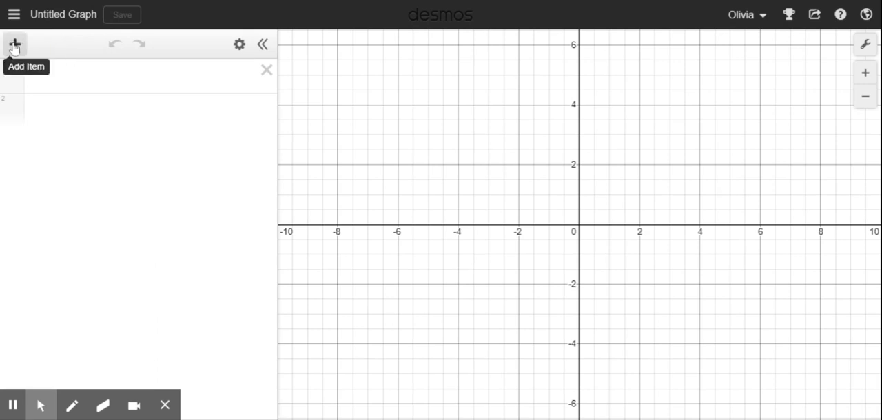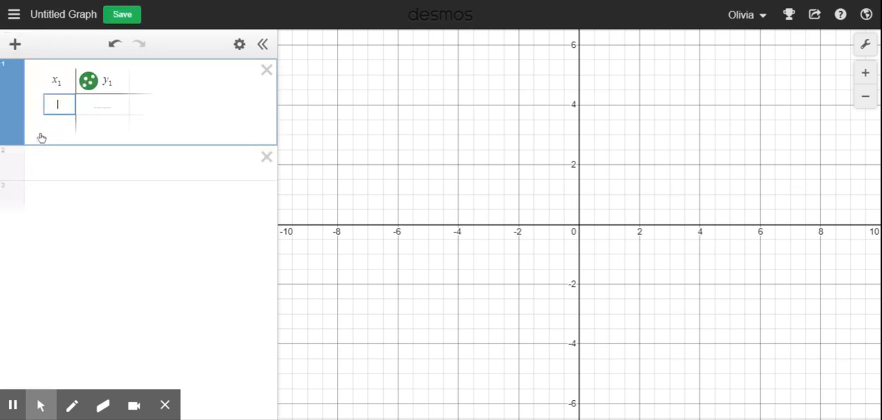If you're in Desmos, one easy way to graph values on the coordinate plane is to click this plus sign up in the upper left-hand corner and go to table. For this one, we're just going to put in x's and y's. Remember, the x values come first in an ordered pair. So 1 and then 2 is the first one. Then the next one is 3 and then -4. I'm just typing them in as I go.